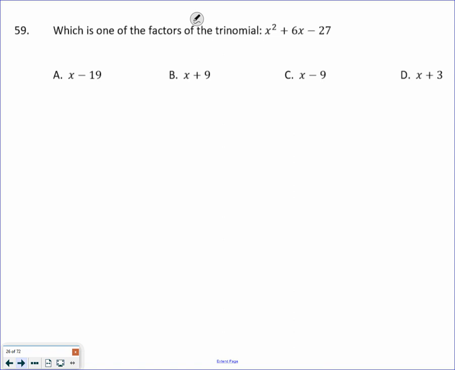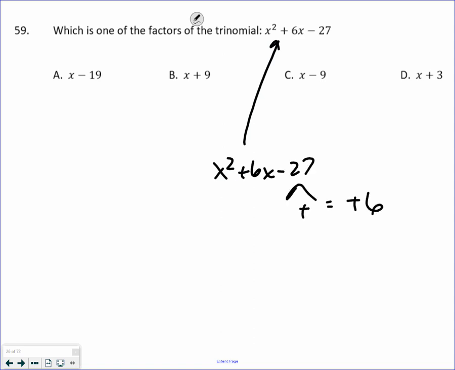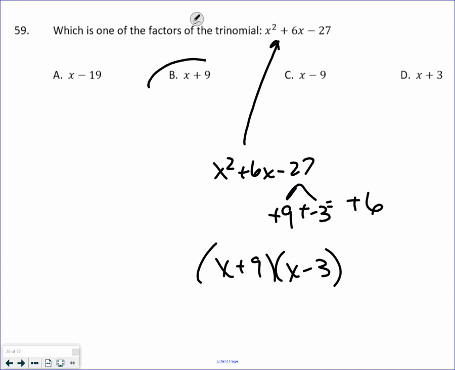Which one of these is a factor of the trinomial? Don't look at the answers here, just factor it. So x squared plus 6x minus 27. Factors of negative 27, that would add up to 6. I need a positive 9 and a negative 3. So now I'm looking for one of those up here. And so x plus 9 is one of the factors when you factor this. Notice the other one is not listed here. So this is trying to stop people from foiling out the answers to see which one it is. We put this in here just to make sure that you understand that.